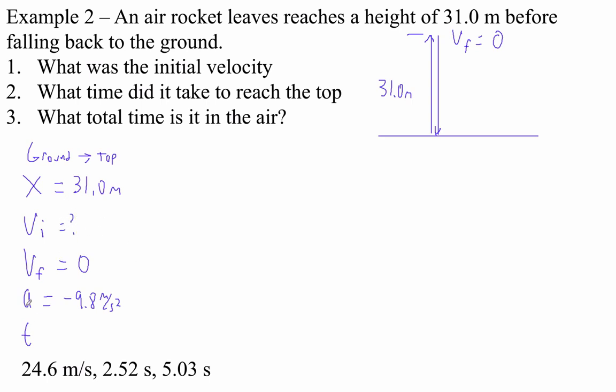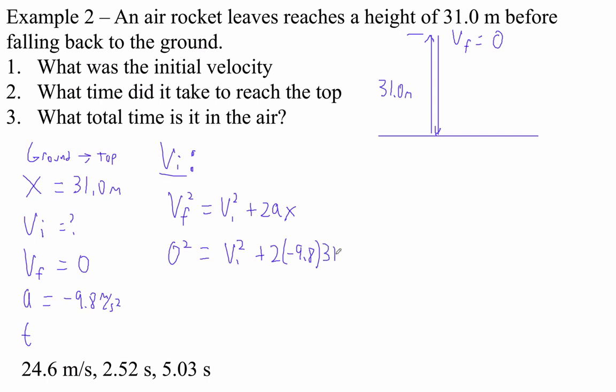So I think what I'm going to do is use the equation with no t to find this, and then I'll use, I think, the one with no x to find t. We'll see. All right, so here we go. Let's find vi. I'm going to use this guy. Vf squared is vi squared plus 2ax. So 0 squared equals vi squared plus 2 times negative 9.8 times x, which is 31.